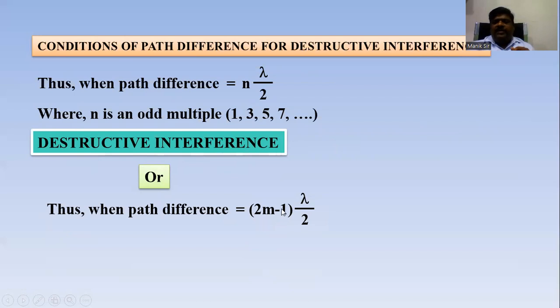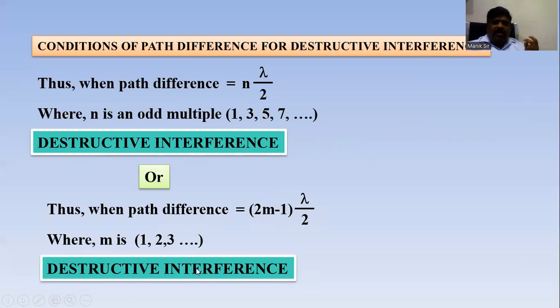So what is this 2m minus 1? This is the definition for odd numbers, right? So m is equal to 1, 2, 3. Obviously, 2 into 1 is 2, 2 minus 1 is 1. So what you get is 1. This is just to indicate the odd number. 2m minus 1 is taken. So we get the destructive interference.